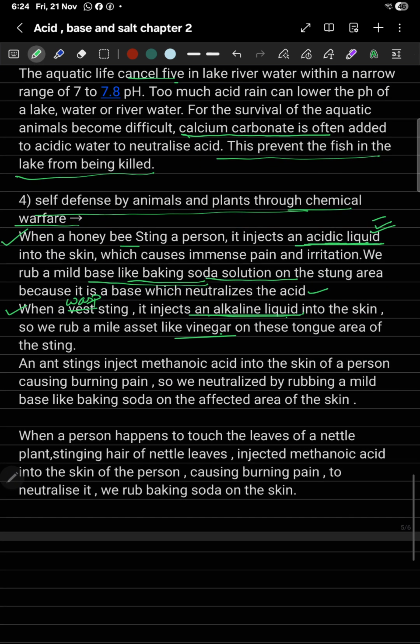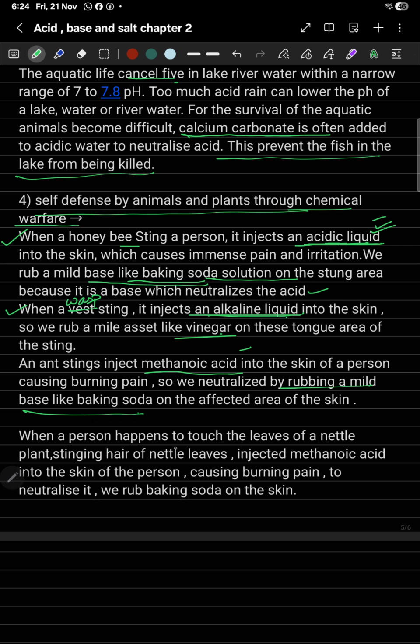Now the third example we have is an ant sting. An ant releases methanoic acid, that means an acid, and to neutralize it, we rub a mild base over there. So these are some of the examples related to pH.